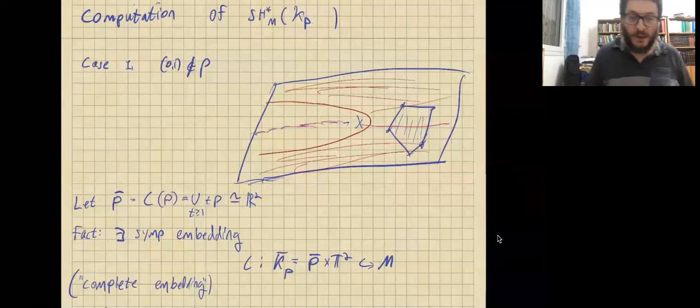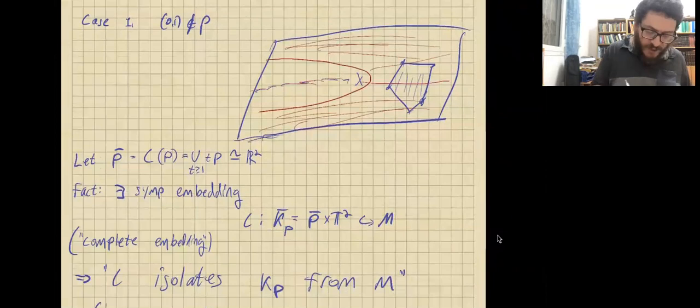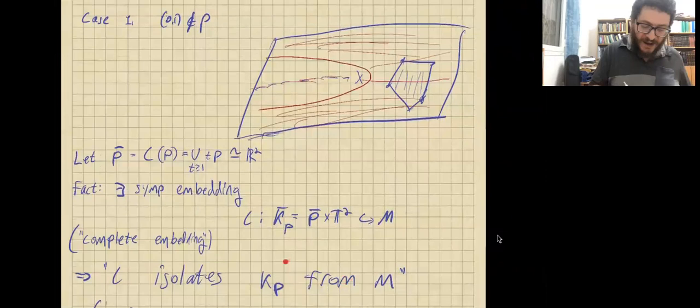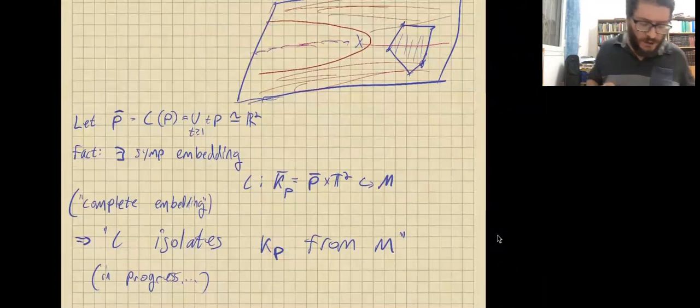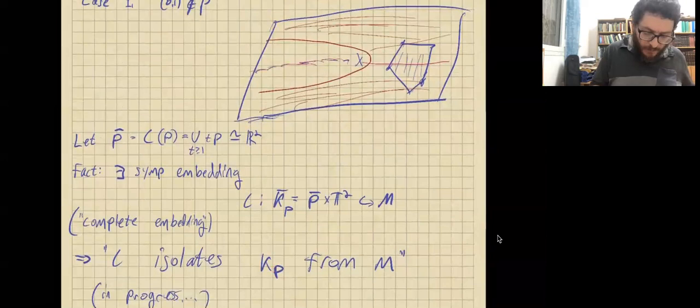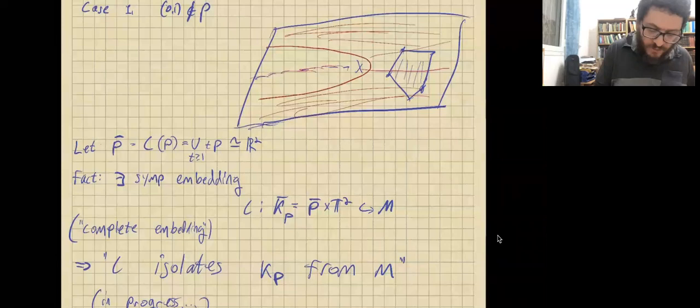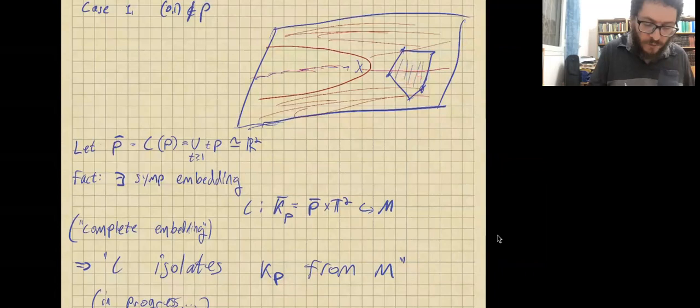And the fact that you have a complete embedding, I call this iota, this complete embedding isolates our set from M. This is some kind of work in progress. But actually, I think in this case it can be deduced from convexity arguments maybe. So since this is isolated, there is no contribution from Floer trajectories which go outside. This polygon, symplectically, doesn't know that it is embedded inside a manifold with a nodal singularity.